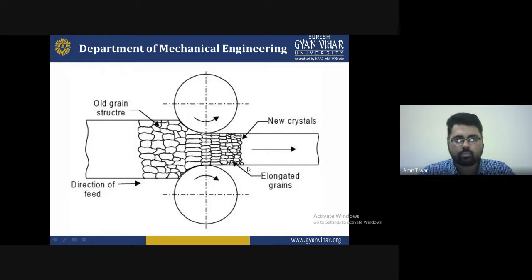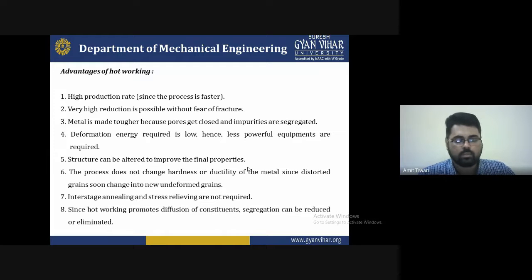These are some benefits you will find in the material. These are the advantages of hot working. First is the high production rate, since the process is faster. When the production rate is very high, the number of parts fabricated is large, and they are fabricated very fast and easily.